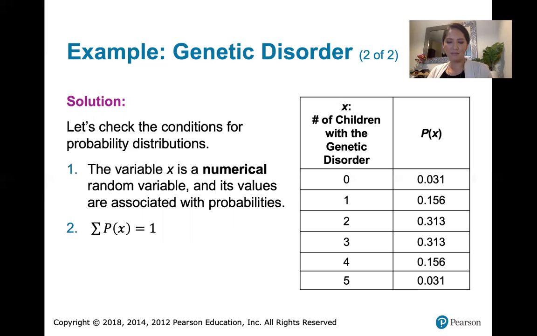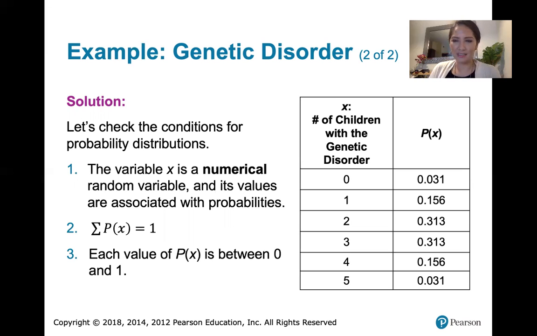0.156 plus 0.031. I think I said 516 before, I meant 156. But I don't know if you guys can see it. That's 1. It's 1. There we go. So the sum of the probabilities is 1. And then remember what that last condition is.